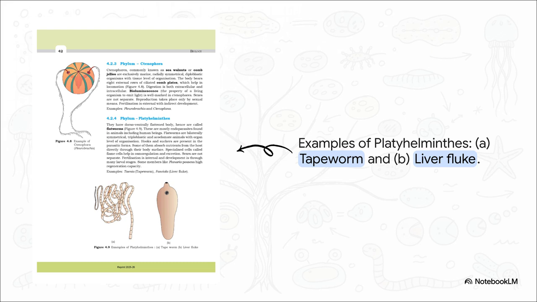First up are the Platyhelminthes, or flatworms. As their name pretty clearly suggests, they have a distinctly flattened body. And while some of them are free-living, many, like the tapeworm and liver fluke you see here, are endoparasites, which means they live inside other animals.